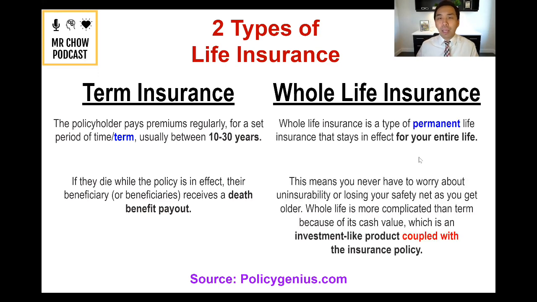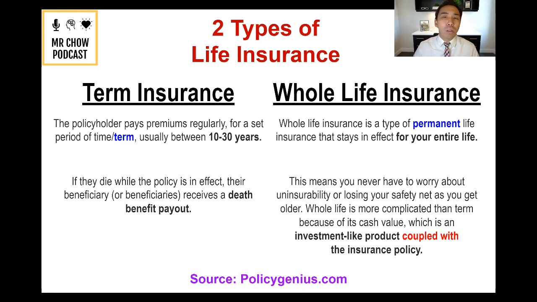Now, whole life, on the other hand, is not term, but what you call a permanent life insurance. And this stays in effect your whole entire life. So everything you pay into it, usually there's a cash value. Now, if you take a look at the bottom there, this means that you never have to worry about uninsurability or losing your safety net as you get older. Whole life is more complicated than term because there is something called a cash value. Everything you pay into it, that is considered a cash value.